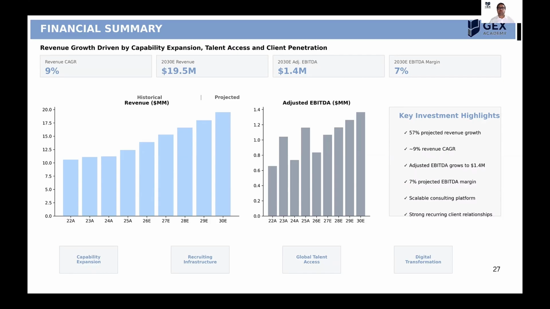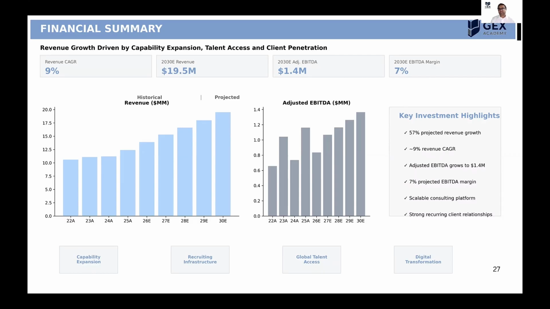So basically, the four primary value creation levers at the bottom of the slide, management highlights the four drivers, right? Capability expansion, which is enabling the company to pursue a broader range of contracts; recruiting infrastructure, increasing the company's ability to source and deploy talent at scale; the global talent access, expanding access to qualified technical professionals while potentially improving delivery economics, right? And then you have digital transformation demand, benefiting from continued technology spending across enterprise and government customers, right? So together, all of these initiatives form the foundation of the projected growth profile shown on this slide, right?